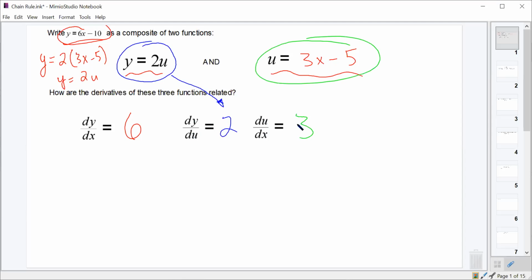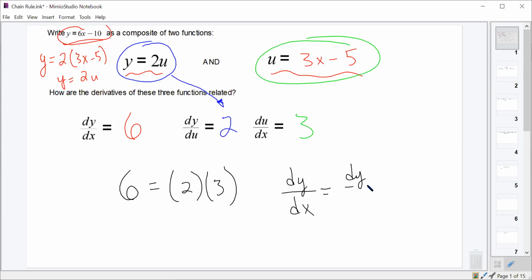All right. Now here's the very, very difficult part of all of this. Not really. There is a very, very important relationship between these 3 numbers. What is that? 6 is equal to 2 times 3. Oh, you guys are amazing. 2 times 3 is equal to 6. You all agree with that? Or in more generic terms, dy dx is equal to dy du times du dx.